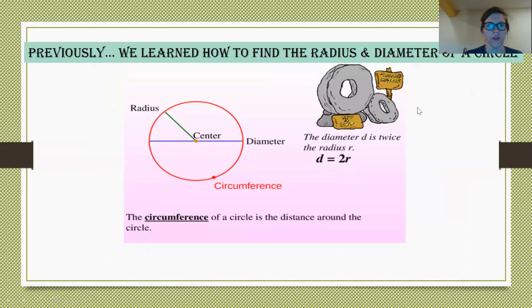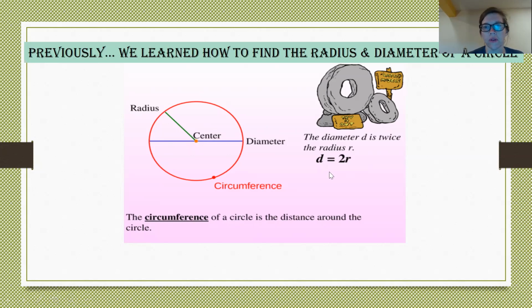So we learned how to find the radius and the diameter of a circle. And here you can see a diagram of a circle. Your diameter goes through the center and connects two points on either side. And the radius goes from a point on the side to the center. And then you can see the circumference goes around the circle.